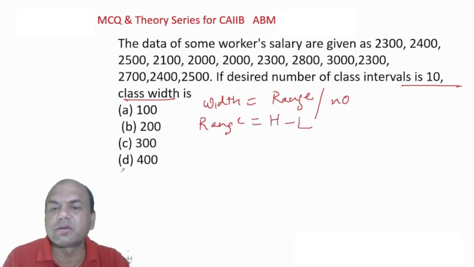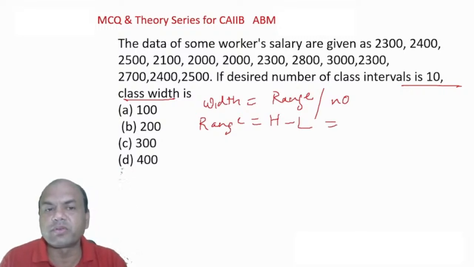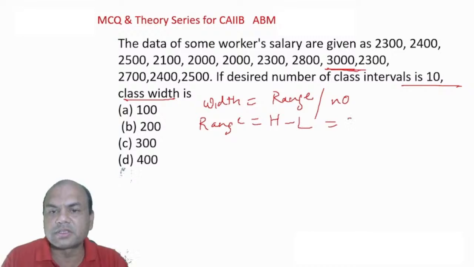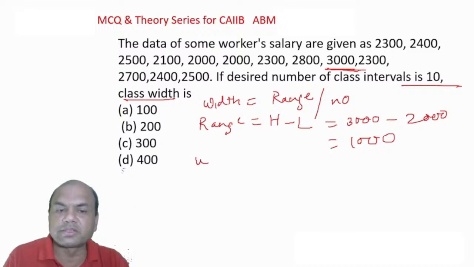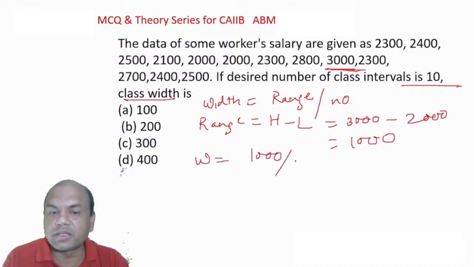What is the highest one over here? Tell me. Which number is highest? 3000. So 3000 minus, which is the lowest? 2000. So it is 1000. Right? So what is my width then? Width equals 1000 upon number. What is the number? 10. So my class width will be 100. So this is my answer. Okay.